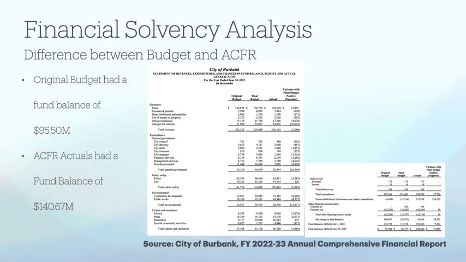So the best place to compare the budget to actual in this case is within the city's ACFR on page 22. So for fiscal year 22-23, the original budget projected a fund balance of $95.5 million versus the actual ending fund balance of $140.67 million. And as you can see, this was predominantly due to cost savings on the expense side.